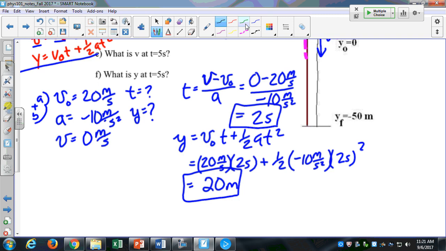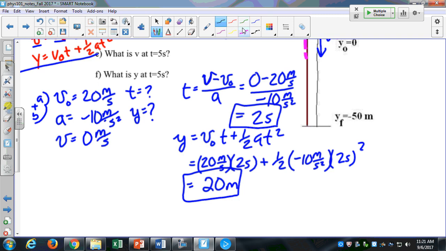What do you think? 4 seconds is right, because it takes 2 seconds to go up and 2 seconds to come down. So the total time for this thing, which is part C, I think, is 4 seconds. Be careful on that OpenStax question that you double that time.